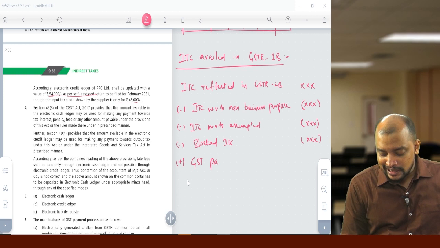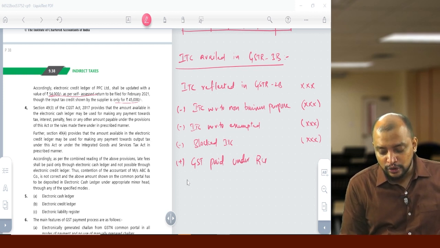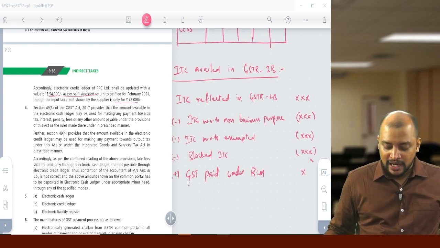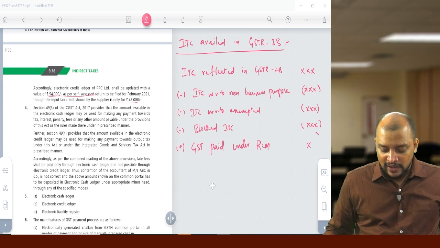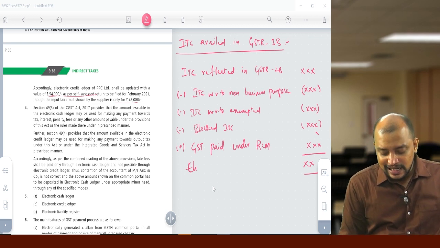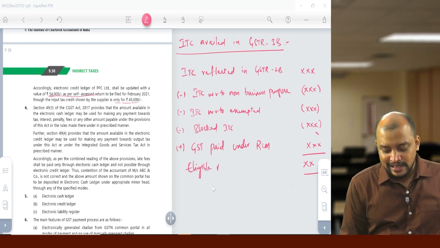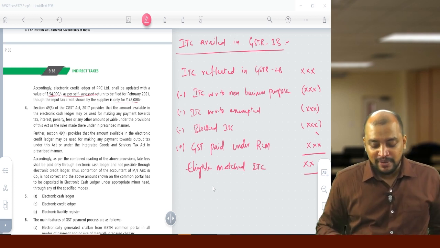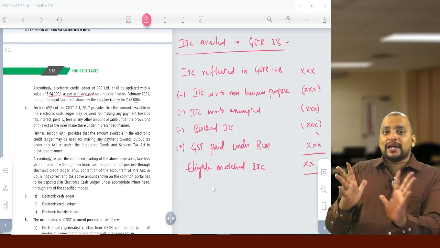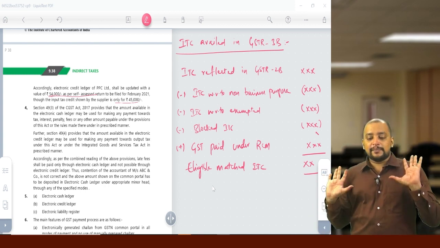Now we need to add one more, that is GST paid under RCM, because GST paid under RCM will not come into 2B. So that is not matched, that we need to add. When we do it this way, you get an amount that is called eligible matched ITC, which can be availed in GSTR 3B. So this template you need to remember.